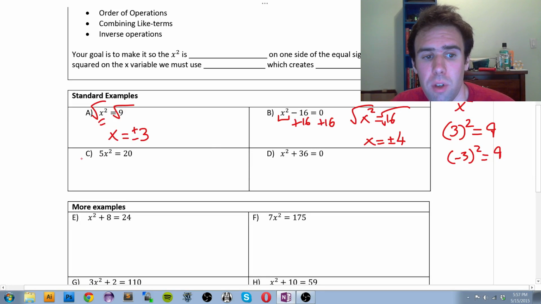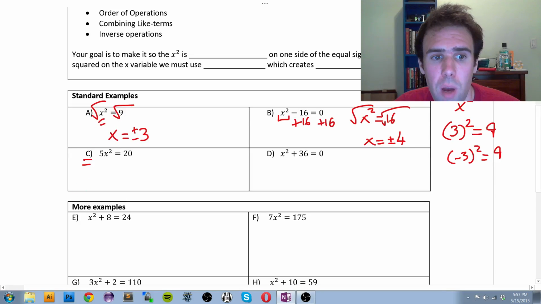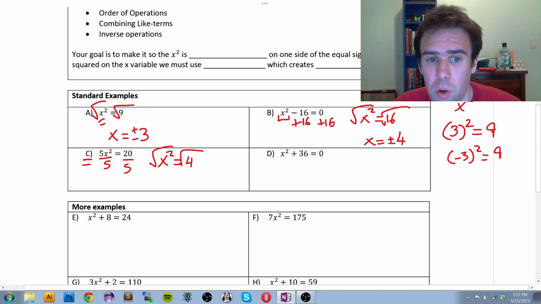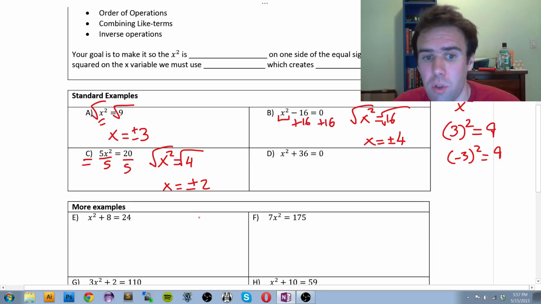In problem C, again, we're going to link it back to our first problem by trying to undo the operations around the x squared that we see. I see that there's a times 5 in front, so by dividing both sides of the equation by 5, I have transformed the equation again to be a single x squared. And as we've done twice already, I will take the square root of both sides to undo the square, the inverse operation, letting me know that x is both positive and negative 2.